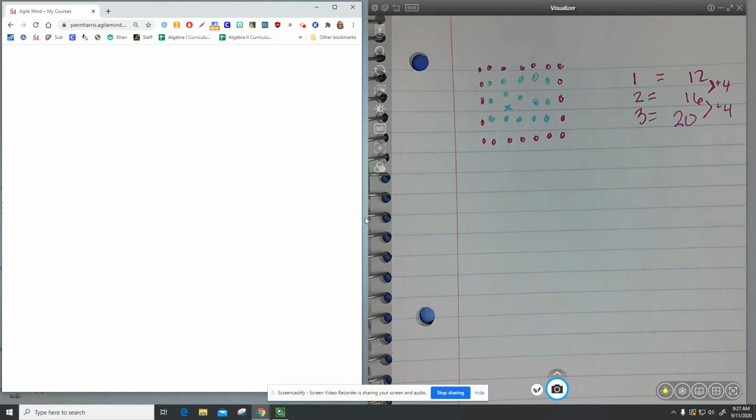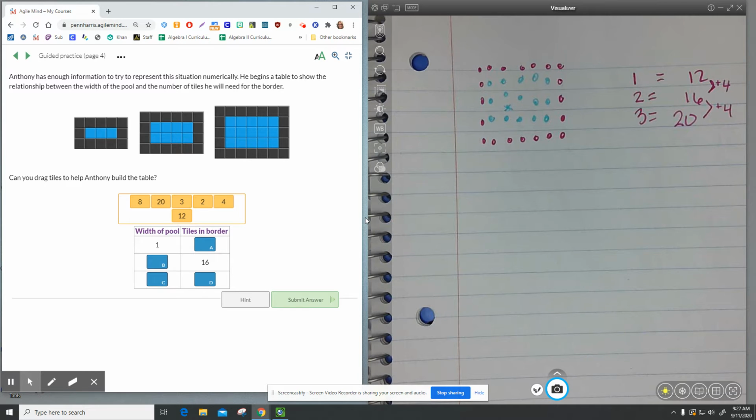All right, going on, question 4. Anthony now has enough information to try to represent this situation numerically. Remember, guys, numerically means with a table. He begins the table to show the relationship. We just said on my picture, and we can count them again, that with a width of 1 there's going to be 12 tiles in the border. With a width of 2, if you count them and check our table, we said that there's 16. So I'm going to go ahead and drag the number 2. Then following that pattern with a width of 3, if we count them back up and also look at our table, we get 20. Hit submit.